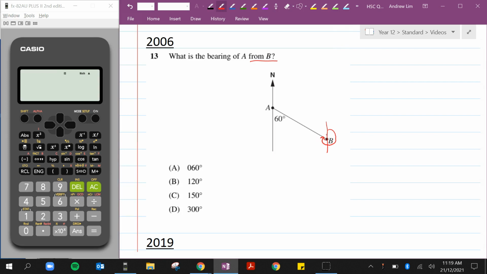Well, I know that this is also 60 degrees because alternate angles are equal on parallel lines. And therefore, this bearing here has to be 300 degrees because 300 plus 60 is 360. So the answer is D.